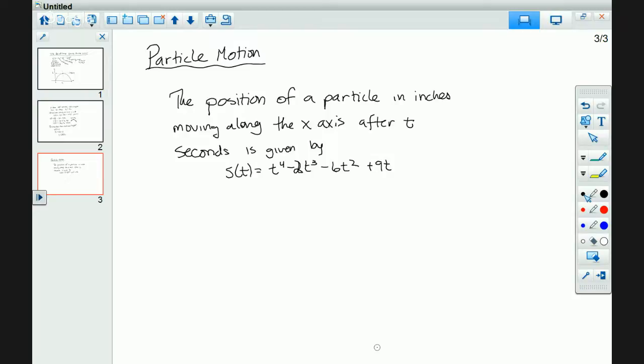So, how would I calculate the velocity at t equals 3? Calculate the derivative. Plug 3 in. Okay, good. Okay, so, different question. When is the particle motionless?